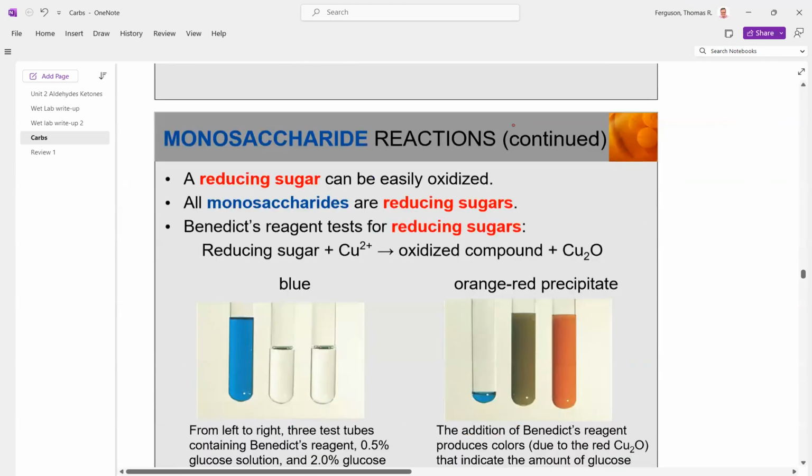Okay, so any sugar that can be oxidized, we call that a reducing sugar. Because if something is oxidized, something else has to be reduced. Now, this statement here, all monosaccharides are reducing sugars. Even the ketoses, because the ketoses can convert to an aldehyde, with that one exception I showed you.